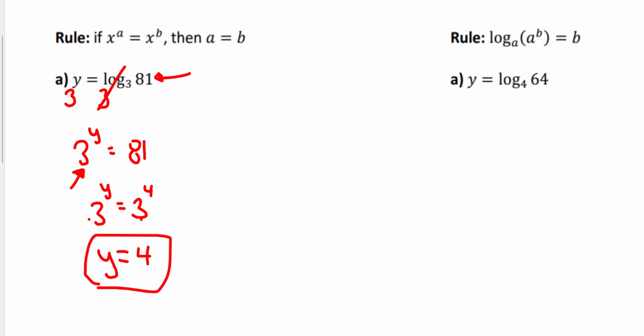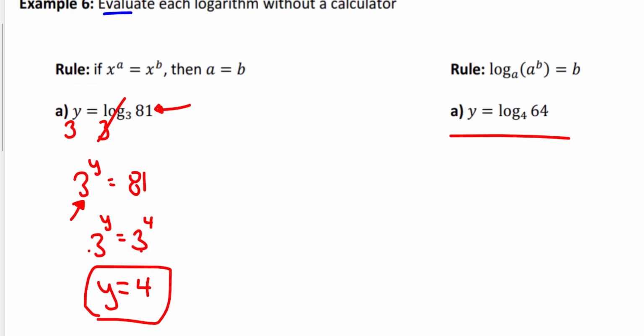Okay, try this example here now. I'm just going to do it. Okay, so yeah, you got it right. In this case, 4 to the power of y, and 4 to the power of log base 4 cancels out. 4 to the power of y is equal to 64, and we can rewrite 64 as 4 to the power of 3, and then y is equal to 3.